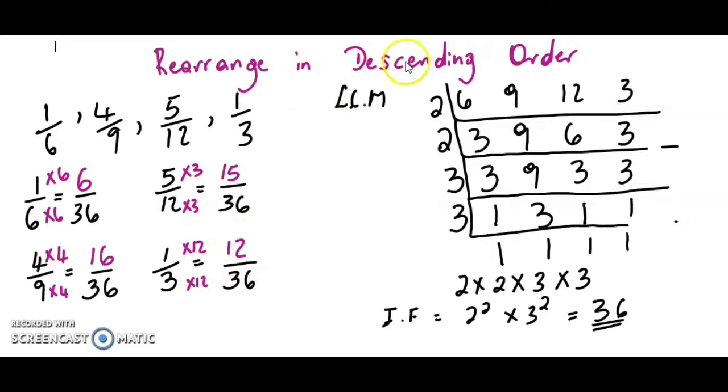In order for me to rearrange my fractions in descending order, I am going to go ahead and look at my equivalent fractions. So now I have 6 over 36, 16 pieces out of 36, 15 pieces out of 36, 12 pieces out of 36. Which is the largest? So when I look at it, I realize that the 16 out of the 36, that would be the largest. So what I am going to do, I'm going to write this fraction first. So I'm going to write 4 over 9.